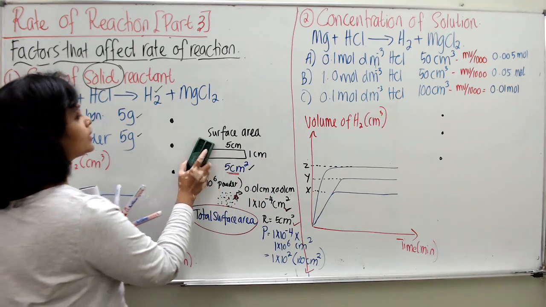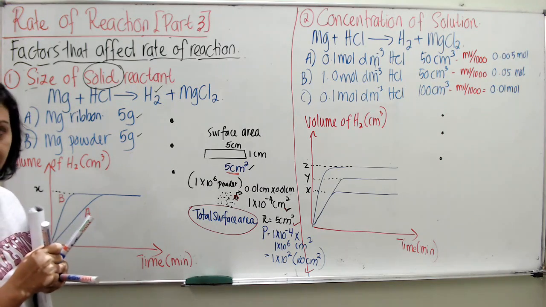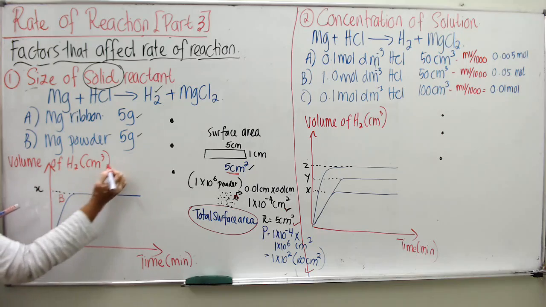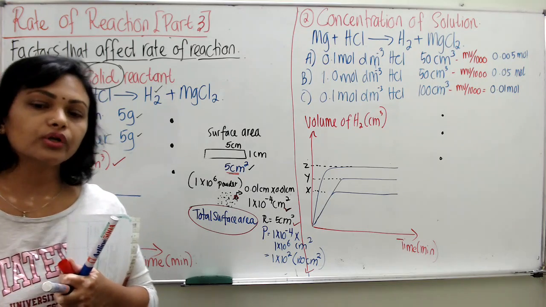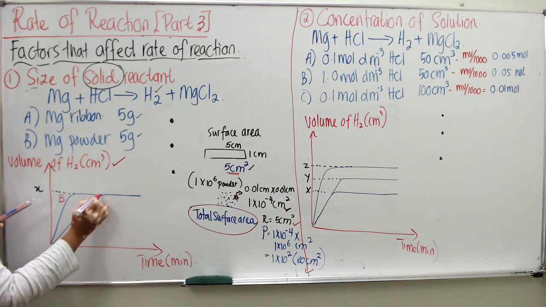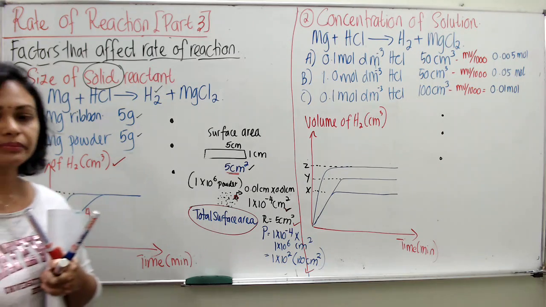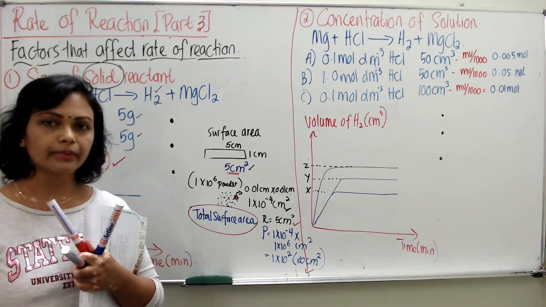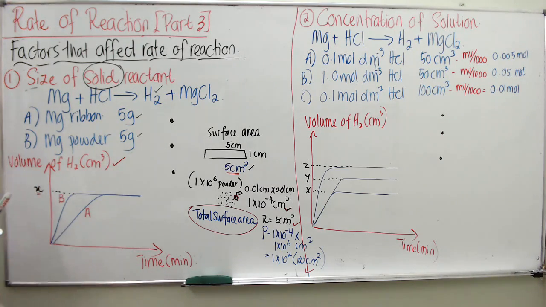Now let's go to graph. Now I hope you can understand this. Now let's go to how we interpret the graph. Okay, so since teacher already told you that the measurable and observable change for this reaction is the volume of hydrogen gas, just assume that the maximum amount of hydrogen gas collected is X. So don't worry about the maximum amount. The maximum amount is going to be the same for both experiment A using ribbon and B using powder.